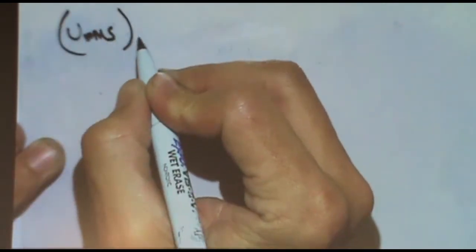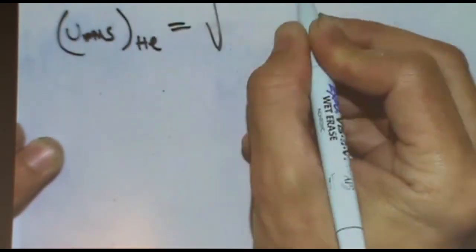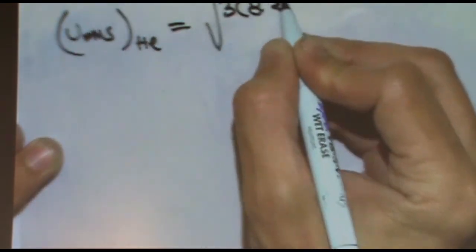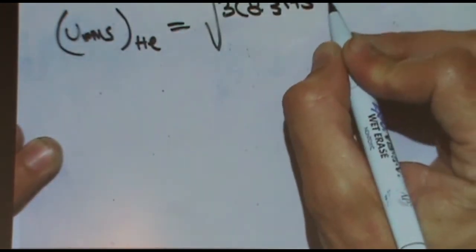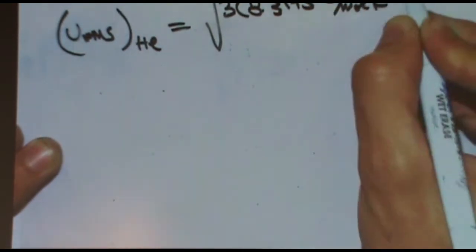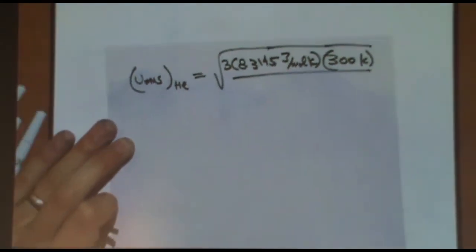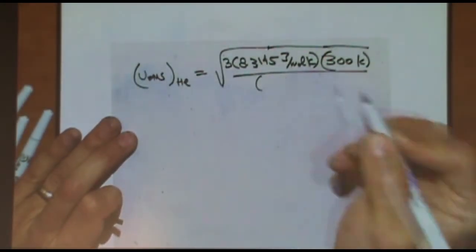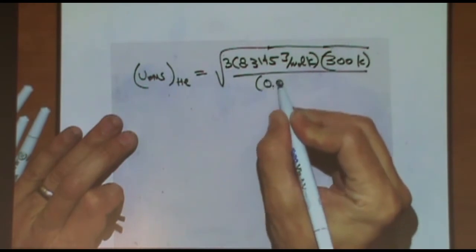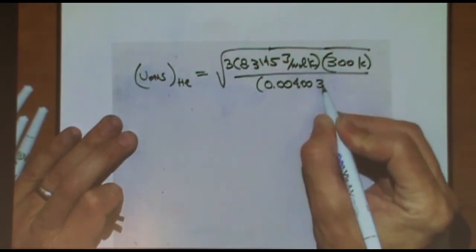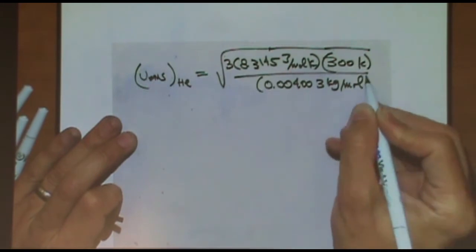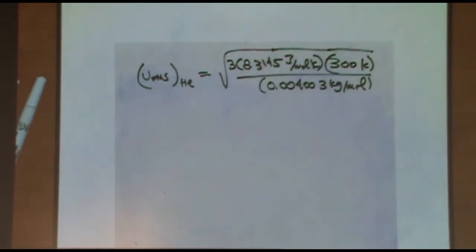So, the root mean square velocity of helium, 3R, 8.3145 joules per mole Kelvin, times the temperature, 300 Kelvin, over, it's about 4.003 or 0.004003 kilograms per mole. You calculate this number, you calculate the other one, and you compare the two.